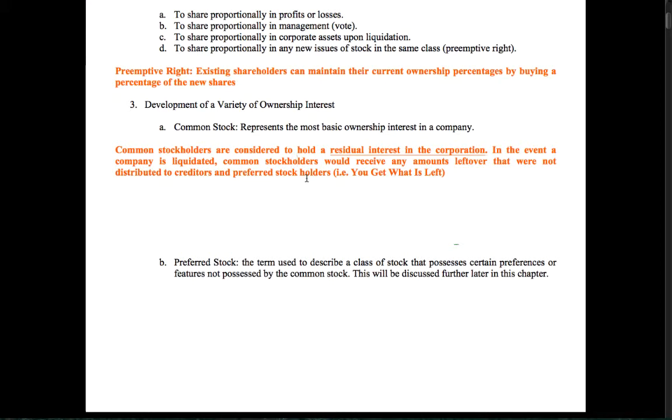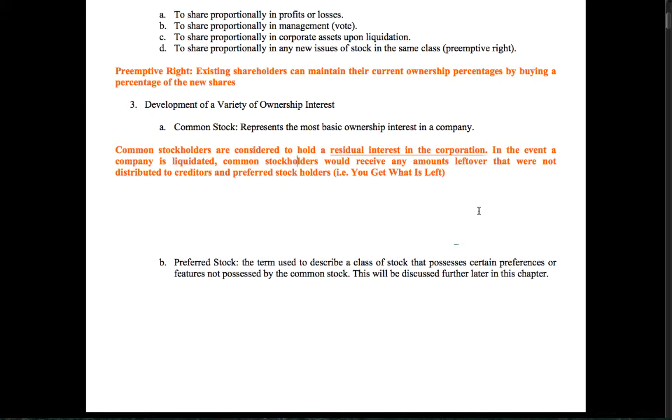The key takeaway here is to make sure you understand that common stockholders are considered to hold a residual interest in the corporation. And what this means is that in the event that a company is liquidated, the common stockholders would receive any amounts left over that were not distributed to creditors and preferred stockholders. And the easiest way I find to remember this, the residual interest, is that you get what is left. Therefore, you have an interest in the corporation, but it only applies in certain circumstances, if the company has assets to provide you upon liquidation.